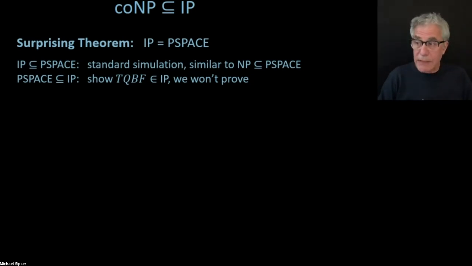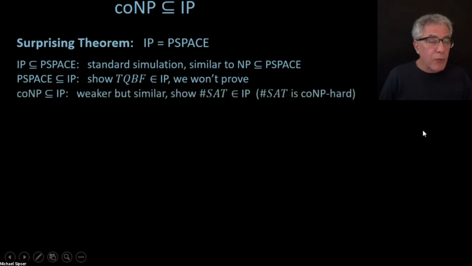So everything in PSPACE can be done with an interactive proof system. And the way that is done is by using a PSPACE-complete problem, TQBF, and showing that that problem itself is in IP. But we're not going to prove that. That would be sort of the next thing we would prove if we had a little bit more time. But we're going to be satisfied with just the somewhat weaker but very similar statement that coNP is contained in IP here.